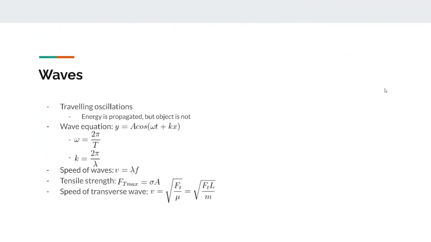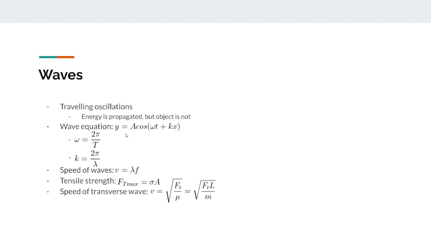So next we have waves. Waves aren't going to be a big thing. Out of every single F equals ma test that's ever been had, there have only been 3 problems about waves. And so this isn't going to be too big of an explanation. So waves are traveling oscillations. Energy is propagated, but the object itself is not.